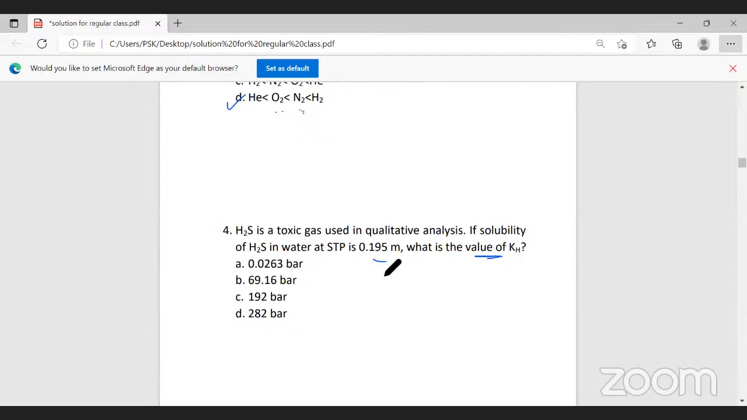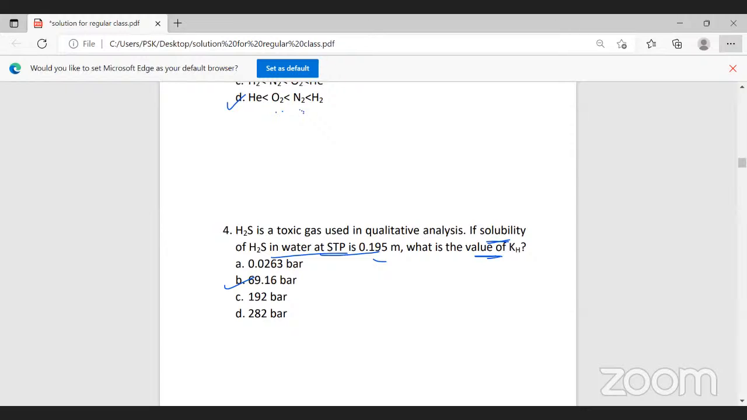The value of KH will be 69.16 bar. Bar is the pressure. So they're asking what is the value of KH. They've given 0.195 molar. Toxic gas used in qualitative analysis. If the solubility of gas, hydrogen sulfide in water is 0.195, what is the value of KH?